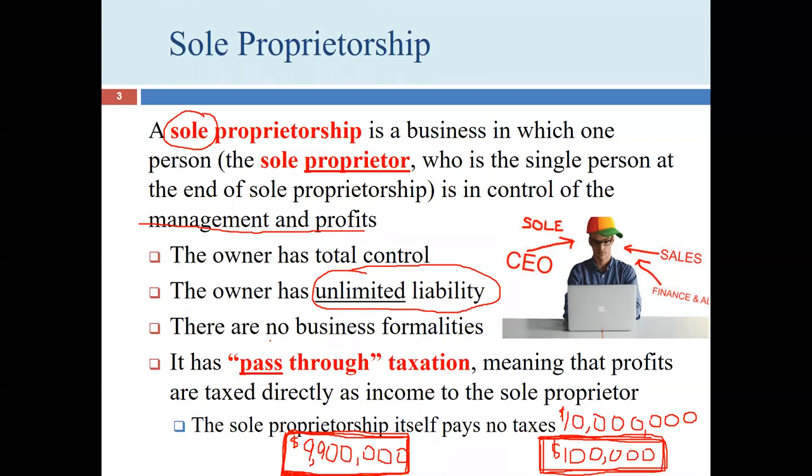An advantage, of course, is that it's very easy to set up. I mean, there's literally nothing you have to do to set it up. It is the default. There's no paperwork you have to file with the state. There are no documents you have to file in order to create a sole proprietorship.